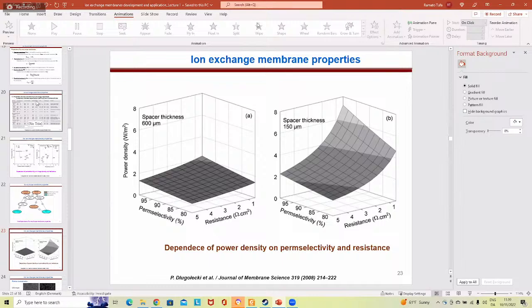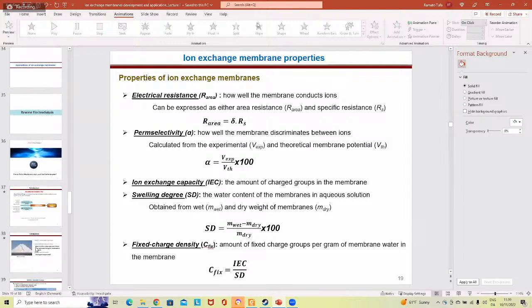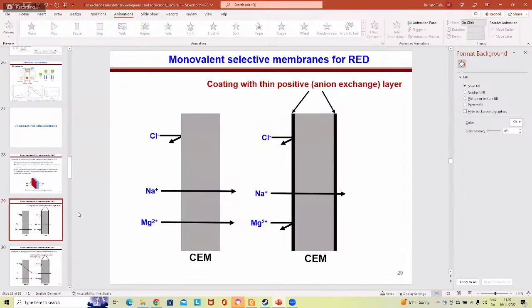Before answering how we improve the permselectivity, it's very important to understand the permselectivity itself. As I said before, the permselectivity is a property of the membrane. We say they are selective membranes, all right? Ion exchange membranes are selective membranes, so they need to exclude one type of ions. If I talk about cation exchange membranes, they need to exclude, maybe I will show you here.